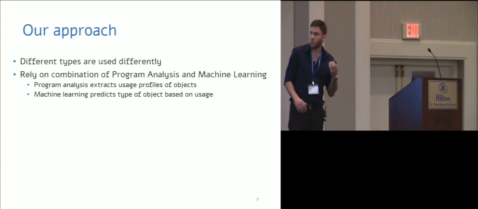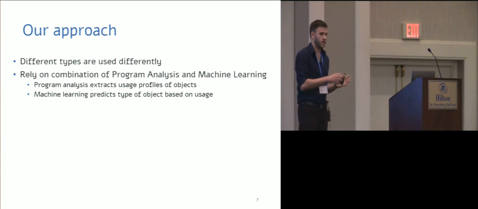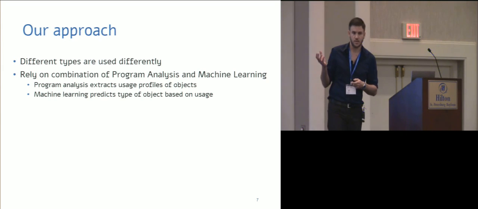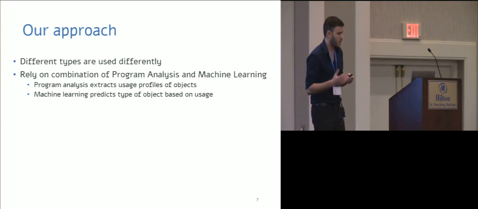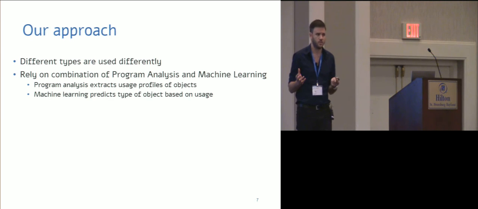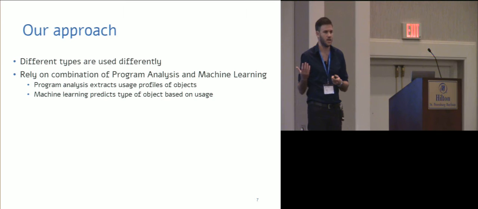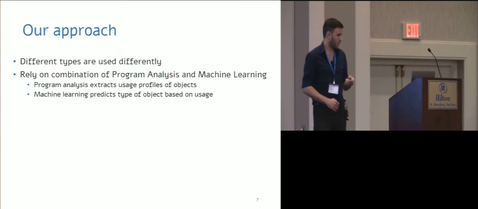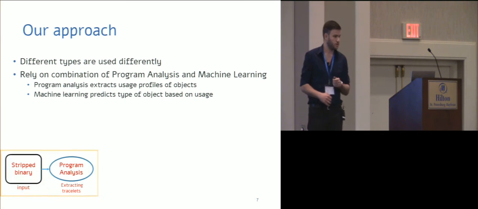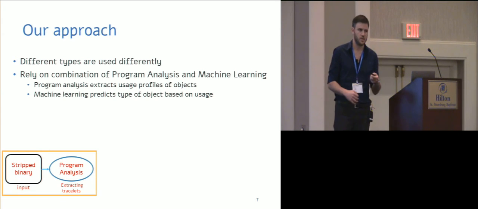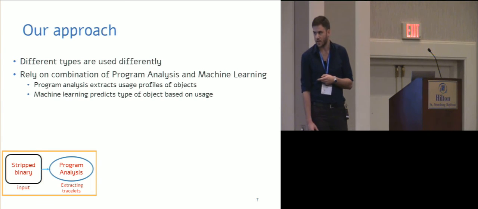And we rely on a combination of program analysis that we're going to use to extract usage profiles describing how each object is used, and machine learning that will reason about these profiles, and we're going to use it to predict the types of the unlabeled objects. We split our approach into 3 phases. In the first one, we're going to do the extraction of usage profiles in a form that we call trace sets, and I'll show you what it means in a couple of slides.